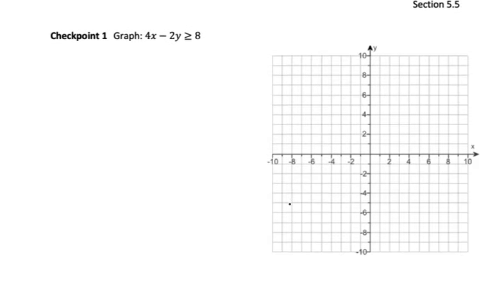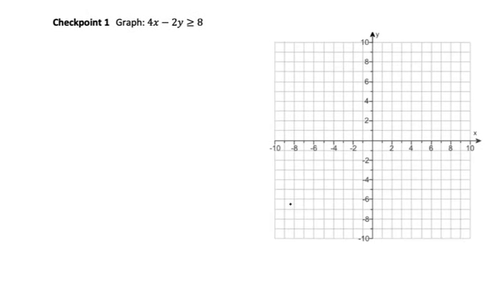So next you should look at checkpoint problem number 1. Do this in your notes, check your answer, and then move on with the video.